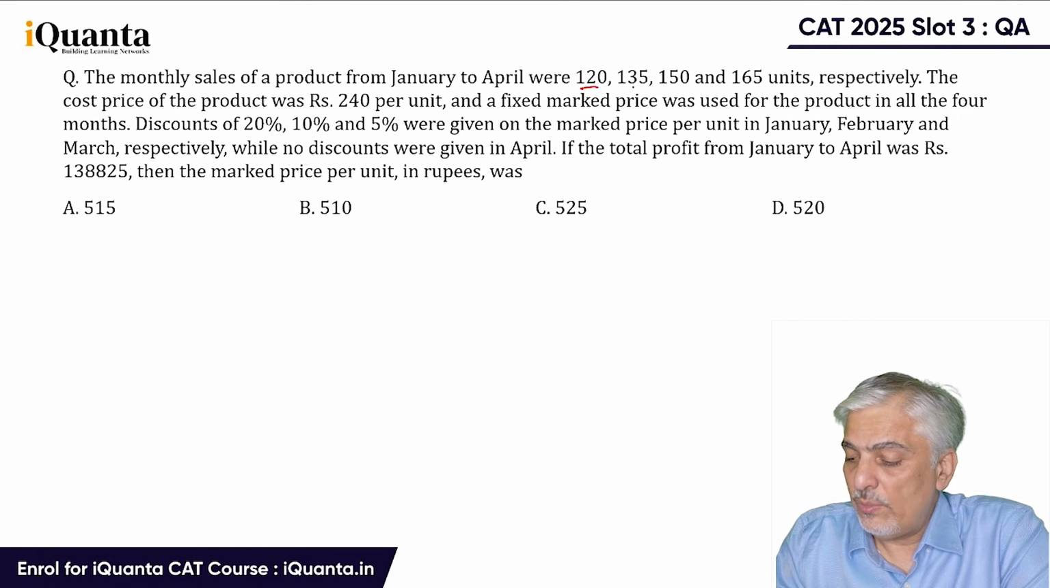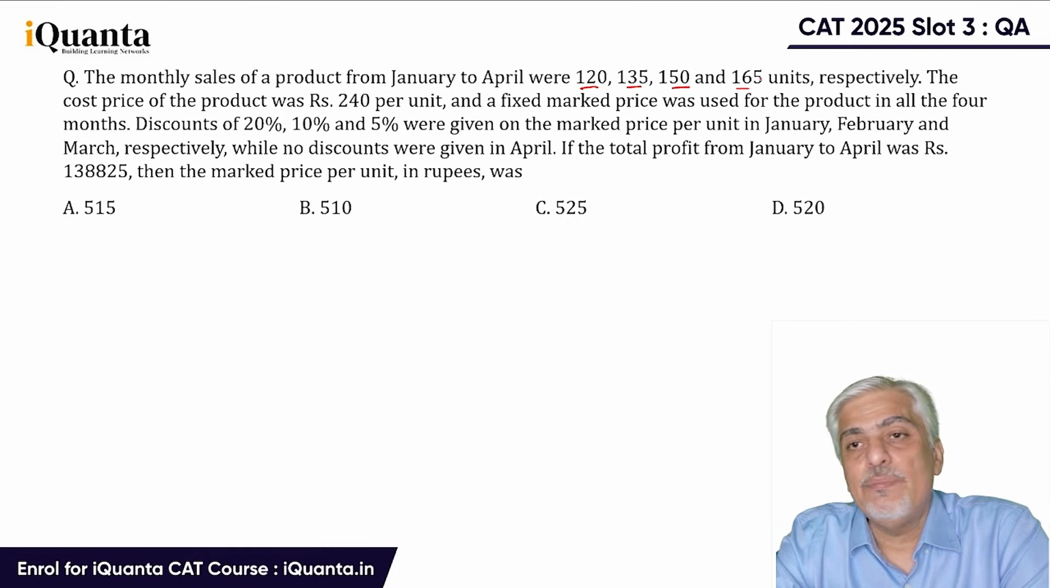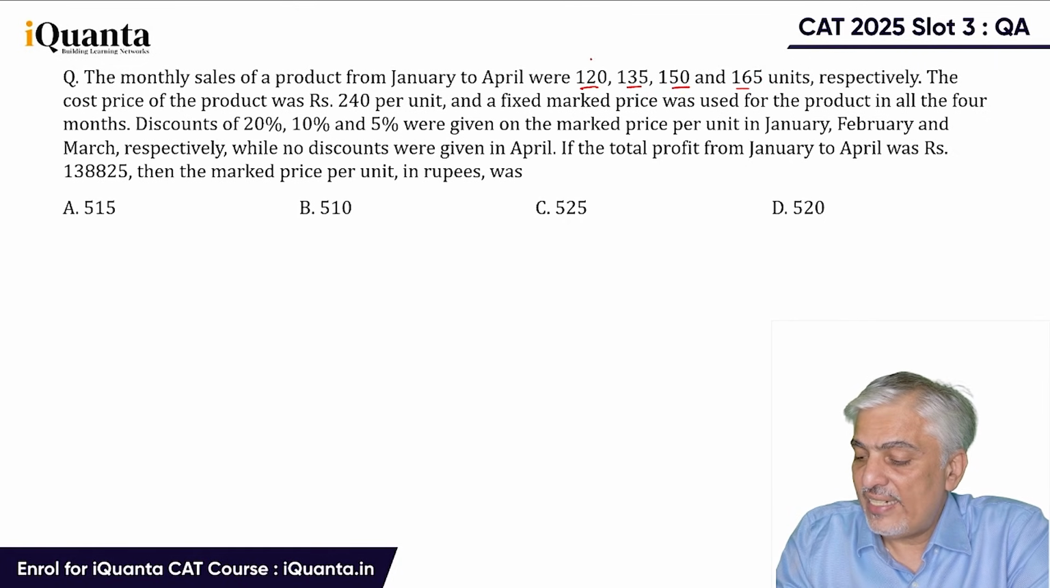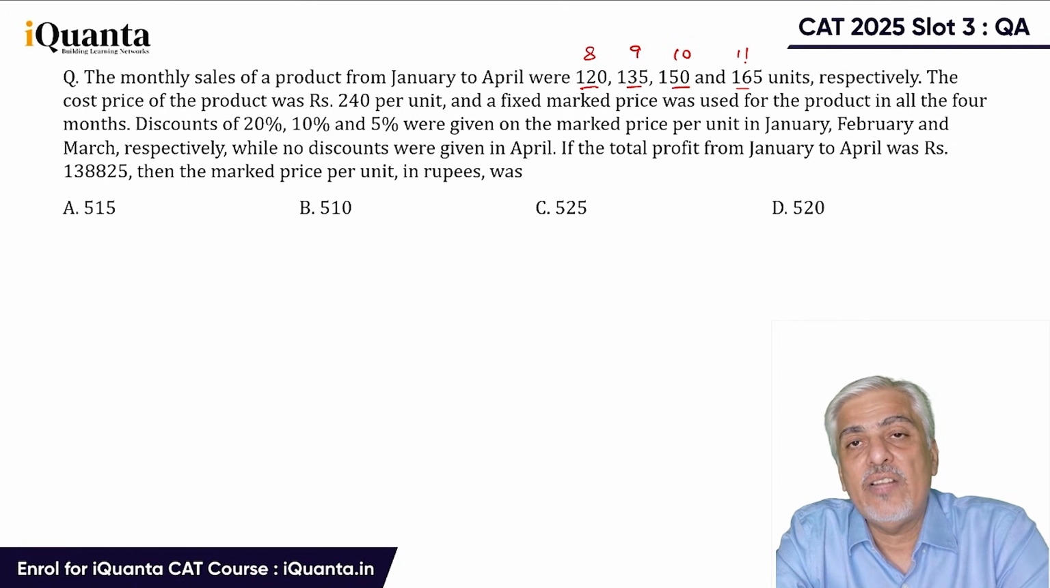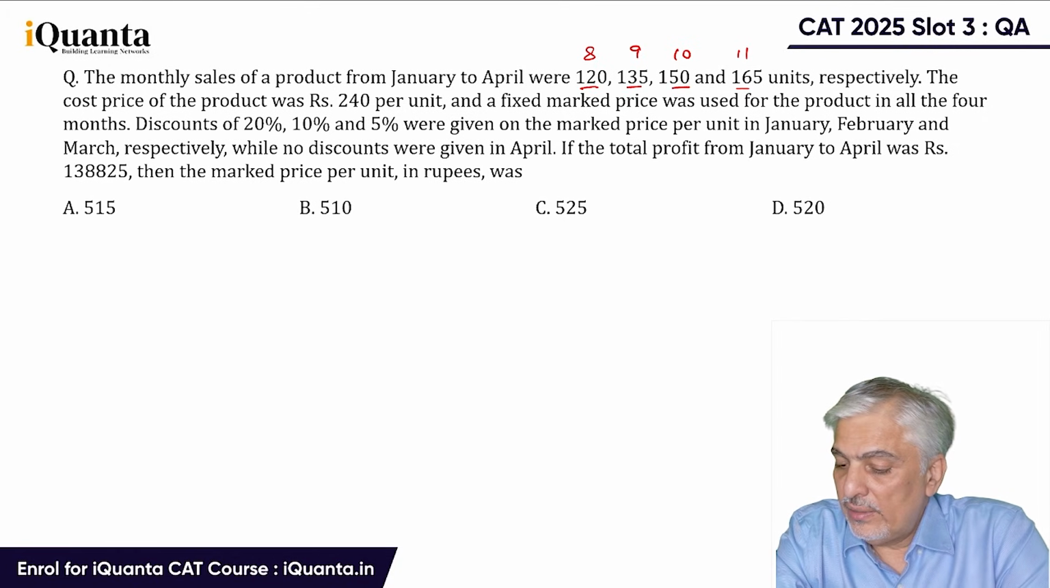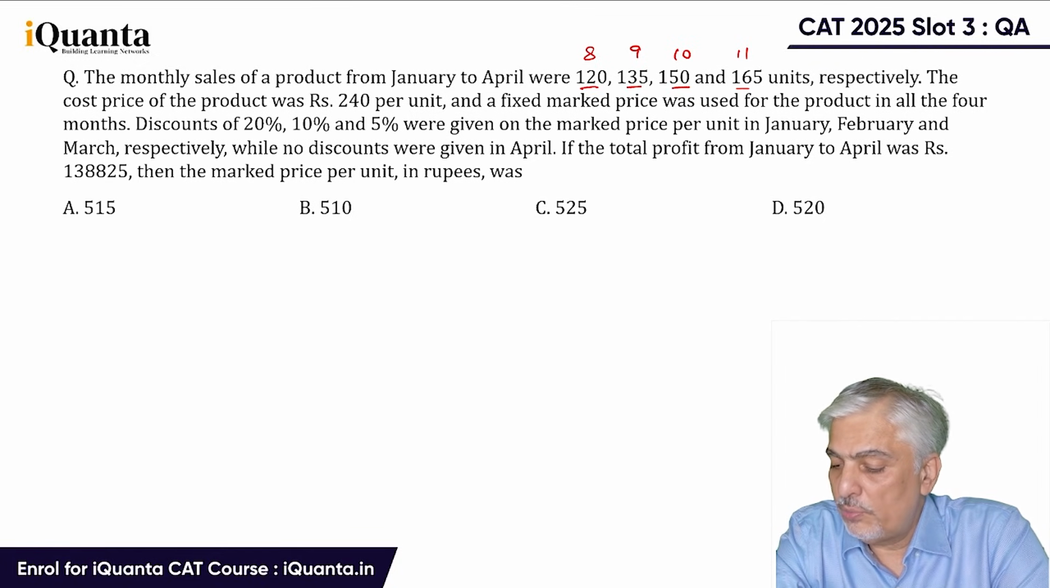So 120, 135, 150, 165. As I was reading these numbers, I realized this is 15 8s, 15 9s, 15 10s, and 15 11s. So in my mind, there was always that I can take 15 common. The cost price of the product was 240 per unit. That's the cost. So 240 multiplied by all those things will give you the cost.